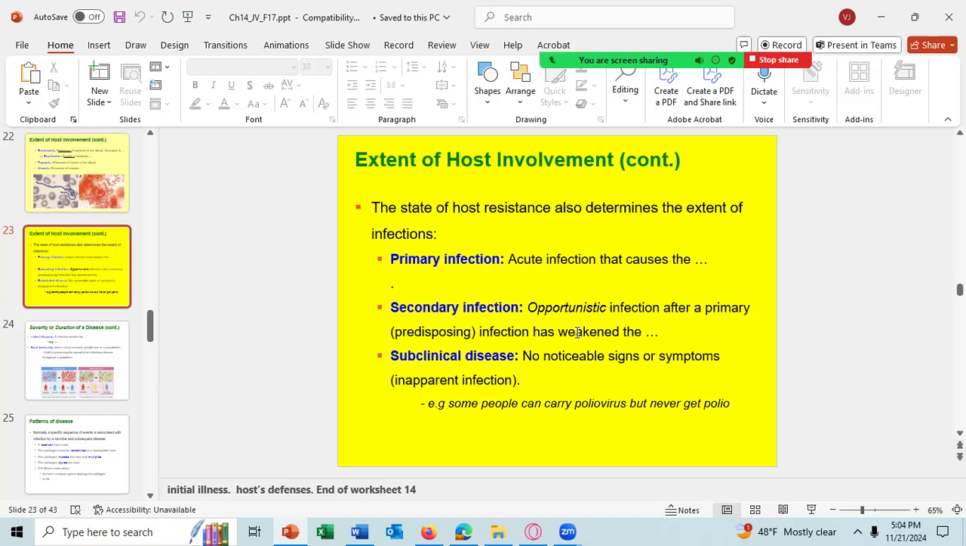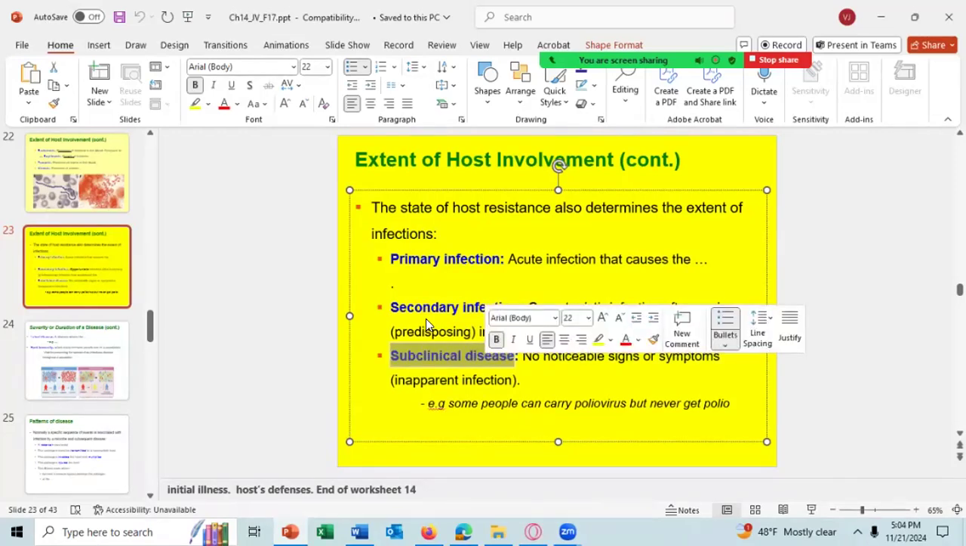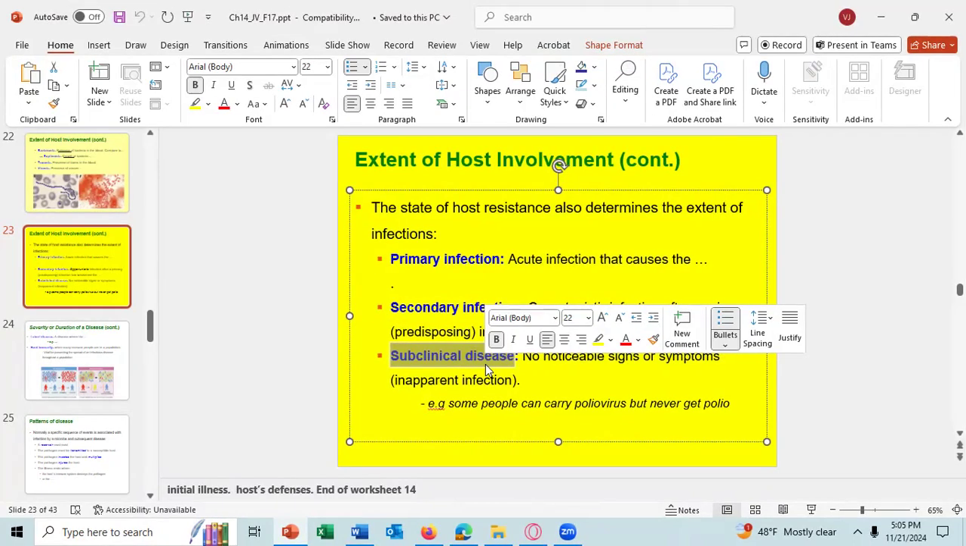A subclinical infection or subclinical disease is where the patient has no noticeable signs or symptoms. So it's an inapparent infection. We've talked about this before. I didn't call it a subclinical disease. I called it, what the heck is it? Drawing a blank here on what we called it before, where the patient has no signs or symptoms of an infection, but they have the disease-carrying organism and they can shed that organism, and then other people can get the disease.